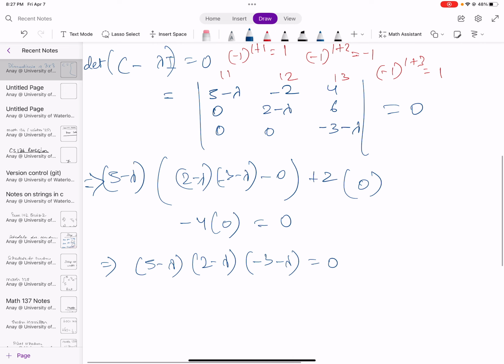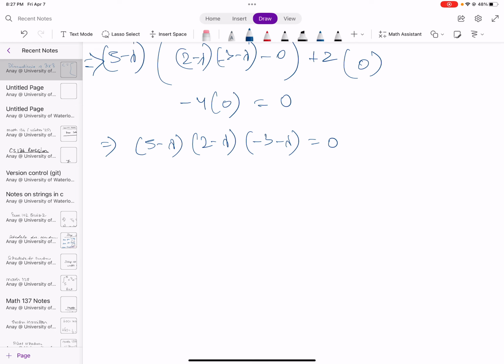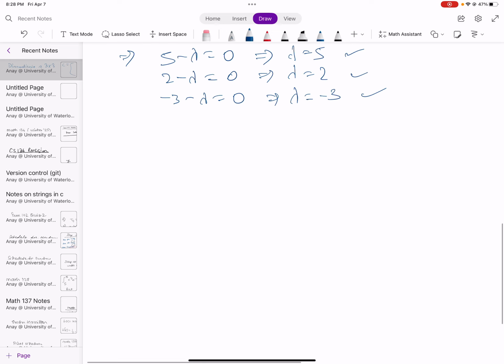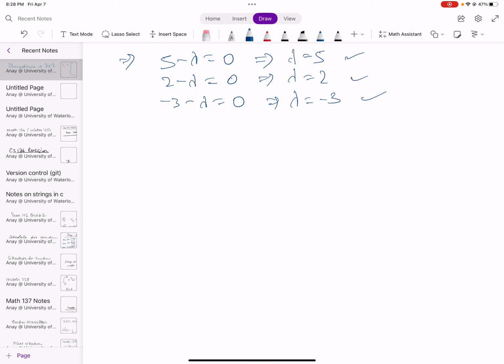So now we have 5 minus lambda, 2 minus lambda, and this is minus 3 minus lambda, equal to 0. Now we observe that 5 minus lambda is 0, 2 minus lambda is 0, minus 3 minus lambda is 0. So lambda is 5, lambda is 2, lambda is negative 3. These are our eigenvalues. Now we find the corresponding eigenvectors.